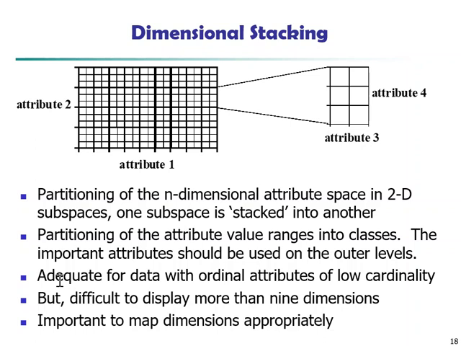This representation is adequate for data with ordinal attributes or discretized numerical attributes of low cardinality. Do you still recall what cardinality is? The cardinality of an attribute is the number of possible values that attribute could have. So low cardinality will make those boxes more intuitive to understand.